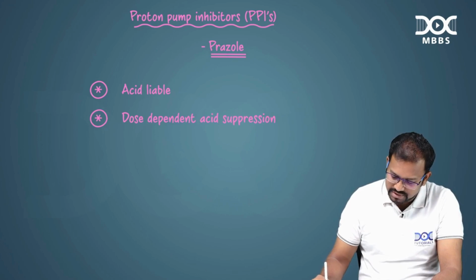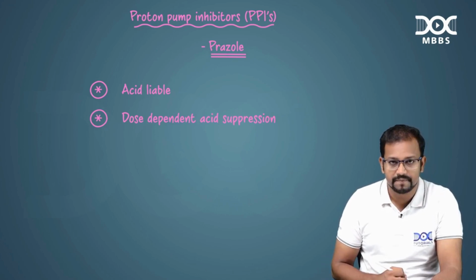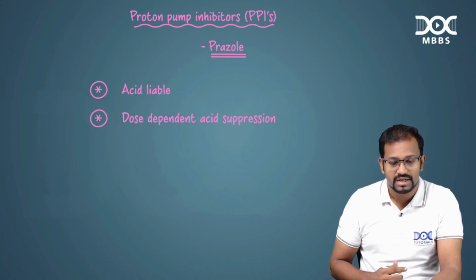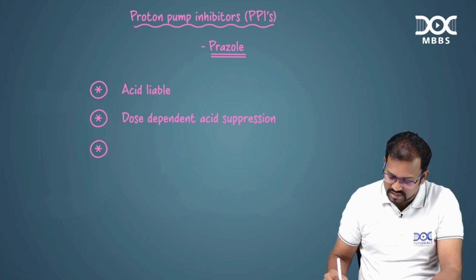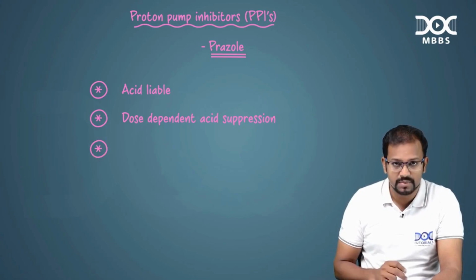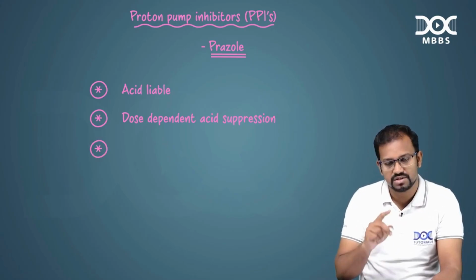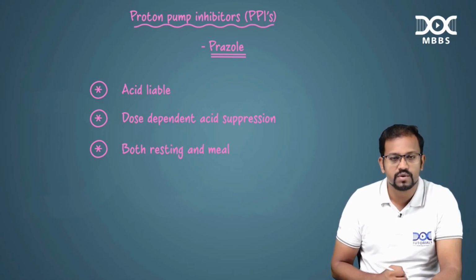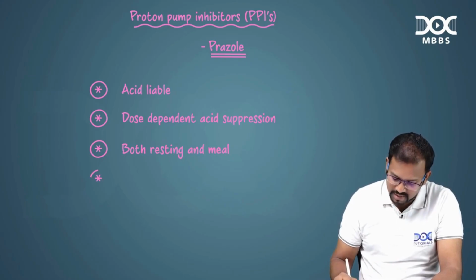It tends to produce dose-dependent acid suppression. As the dose increases, more acid suppression tends to occur. The next one, which is going to be decreased: is it resting or the meal stimulated? Again, like H2 antagonists, both resting and meal stimulated acid secretion will be inhibited.